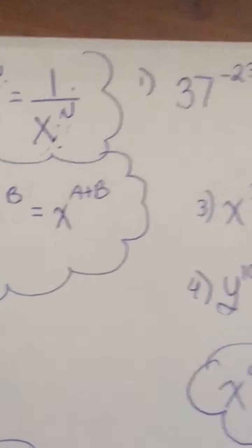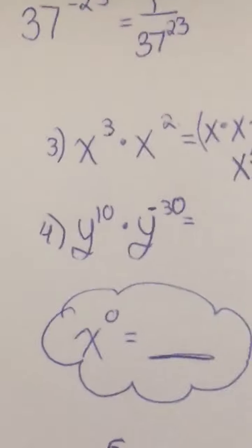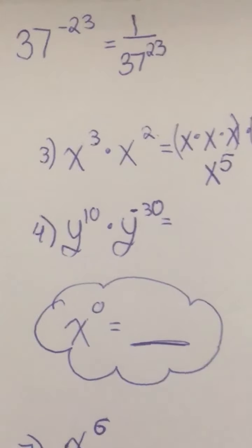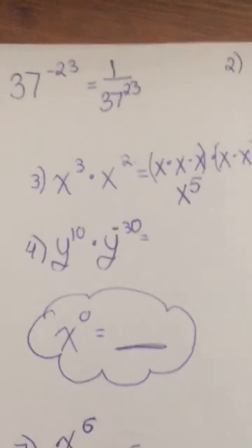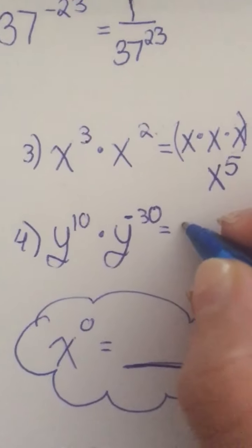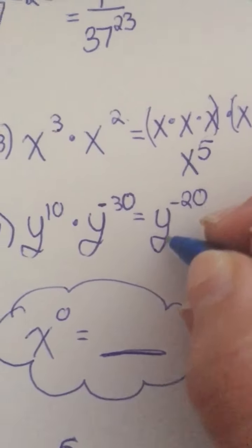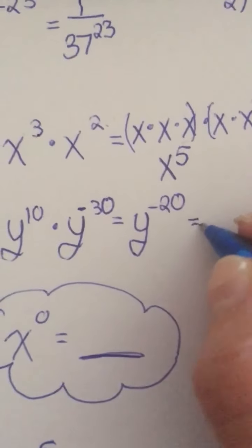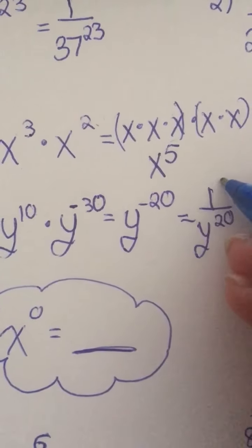Once you know the rule, you do not have to write it out every time, especially for some of these that are pretty long. Even the next one, y to the 10th times y to the negative 30th. Definitely don't want to write that out, so just add the exponents. So 10 plus negative 30 is negative 20. So it will be y to the negative 20th, which, remember, when it's negative, that means put 1 over and make it positive for your final answer.